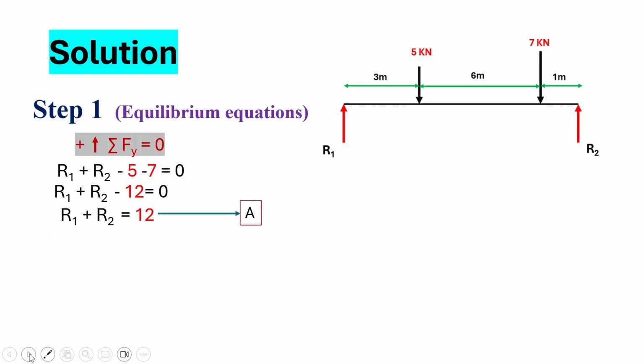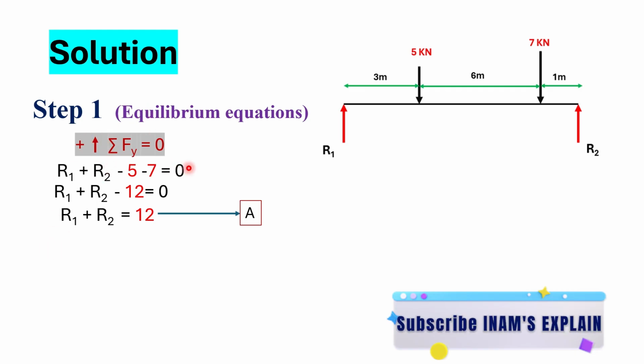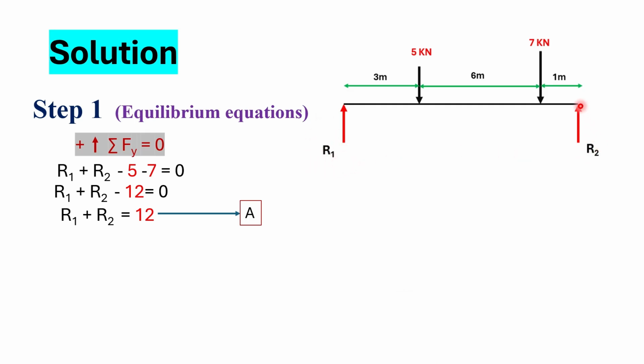So now the second part of this step is to take the moment at any point equal to 0, because we need to find the values of R1 and R2. So take the moment at this point or this point. I am taking the moment at this point, so I will find the value of R1 easily. So it is very simple: I am taking the moment at this point equal to 0.